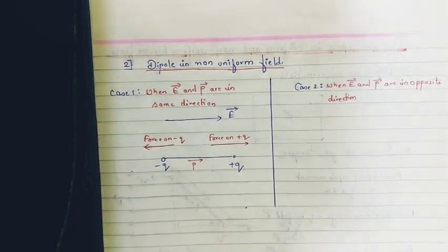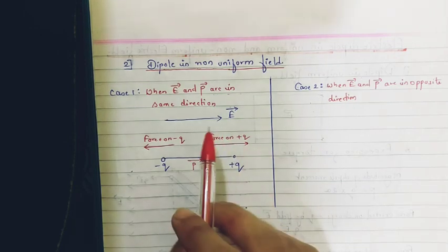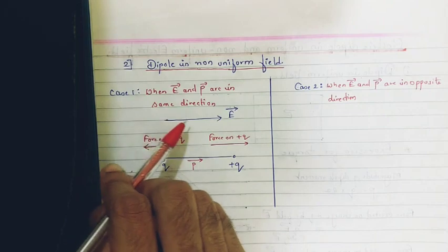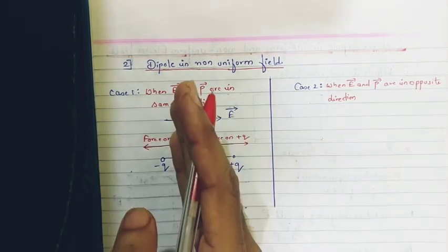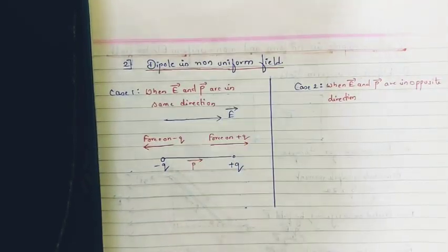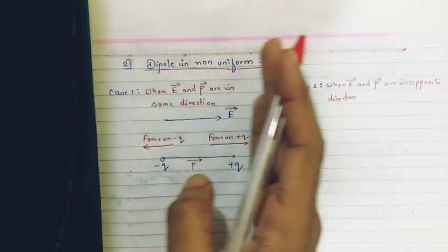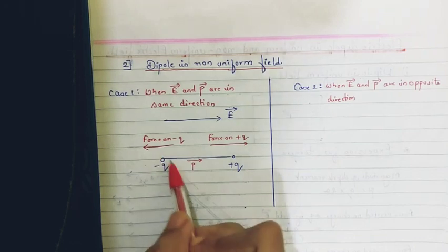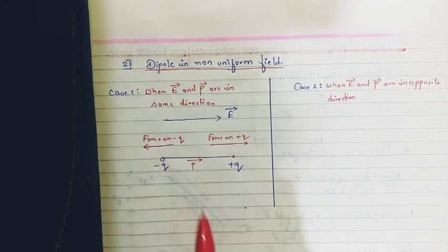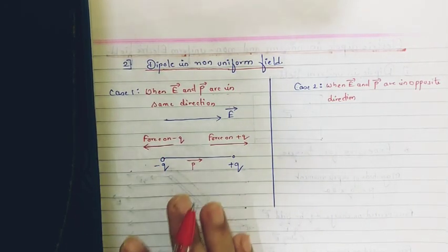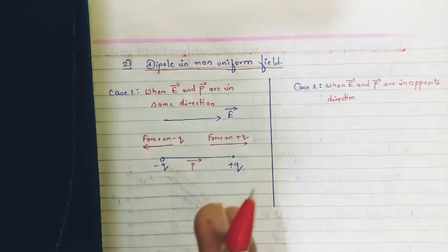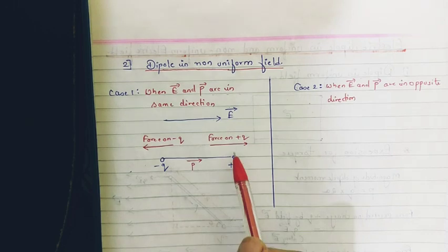Okay, so let us consider that E is increasing in this direction, as the arrow is shown. So the value of E is increasing this side. So obviously if it is increasing in this direction, the electric field here will be higher as compared to the electric field over here. So if we need to find out the force acting on plus Q and minus Q separately, which one will be greater? Obviously this one will be greater.